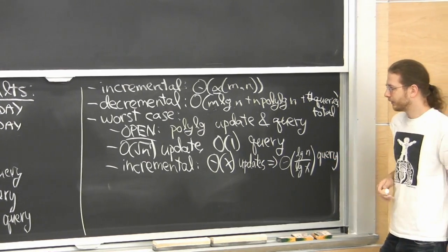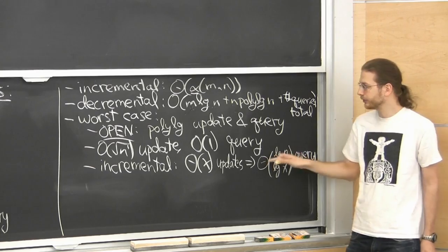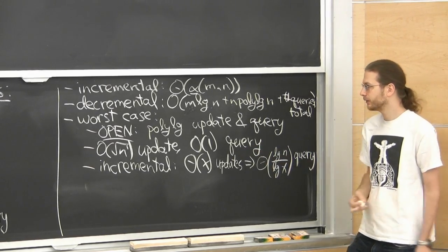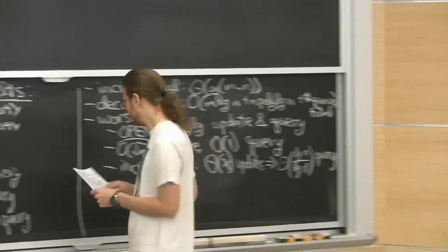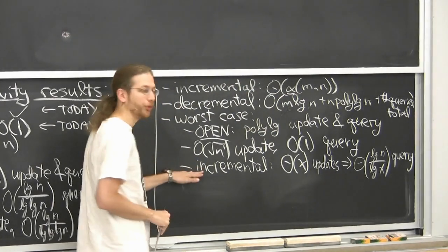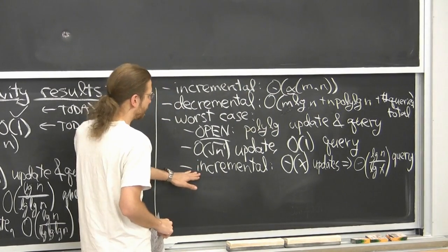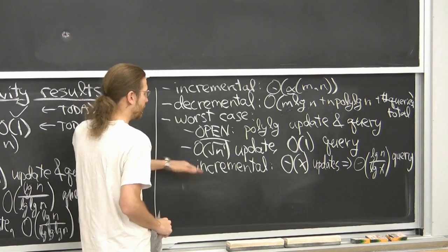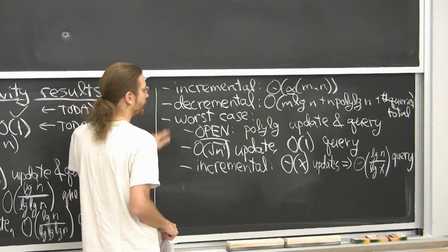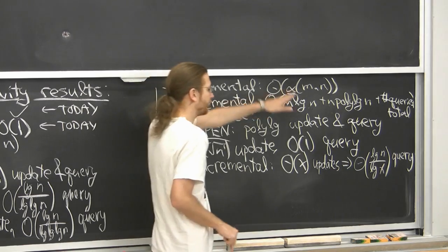So log base x of n. And that's optimal. These are theta. There's matching lower bounds. So this is again really union find. And union find has been well studied, even in the worst case setting. Can't do as well as alpha, basically.